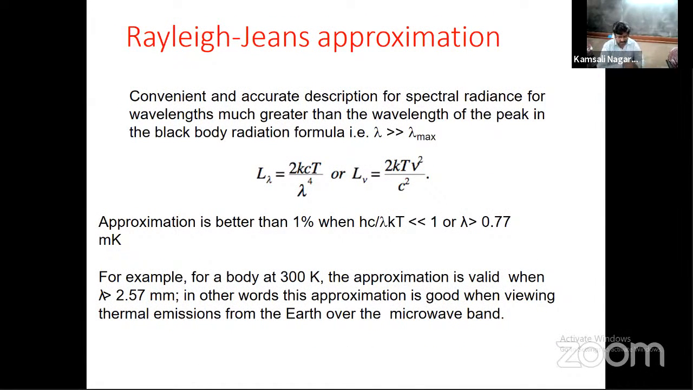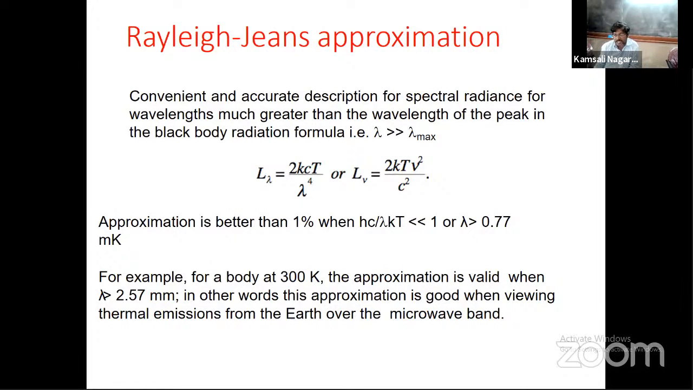Rayleigh's approximation is not a law, we can call it an approximation. It is a convenient and accurate description of spectral radiance for wavelengths much greater than the wavelength of the peak in the black body radiation, where lambda should be much greater than, for example, 10 is more than 9, 9 is more than 8, 10 is more than 1. How much more? Too much greater than, for example, if I consider 10 and 1, is it too much? Or 1000 to 1, is it too much?